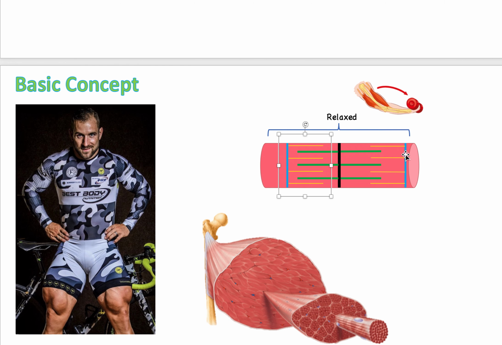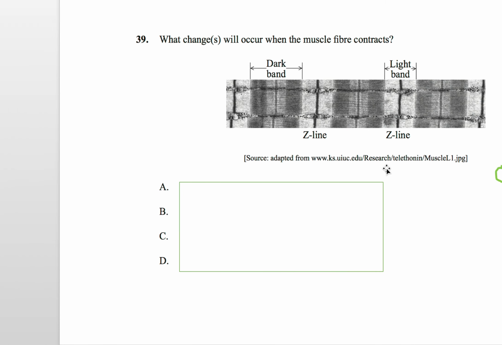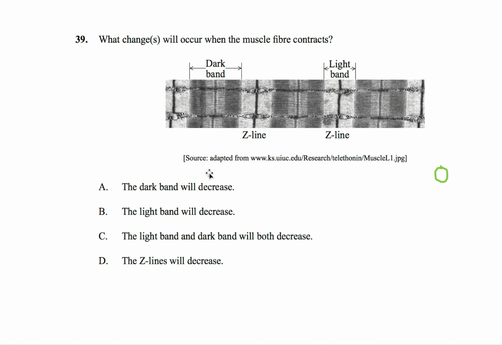So overall, during contraction, the light band gets smaller, the dark band stays the same length, the filaments stay the same length, and the sarcomere gets smaller. So the sarcomere is this whole unit from blue to blue. It gets smaller from Z line to Z line. So what would the answer be here?